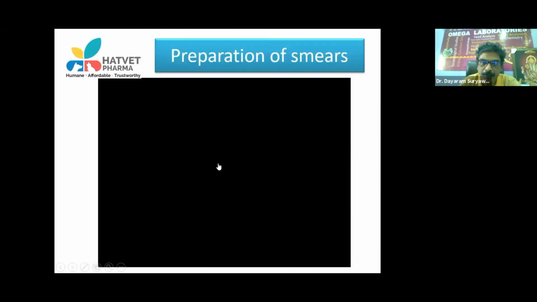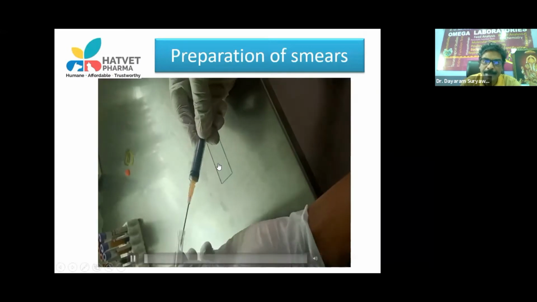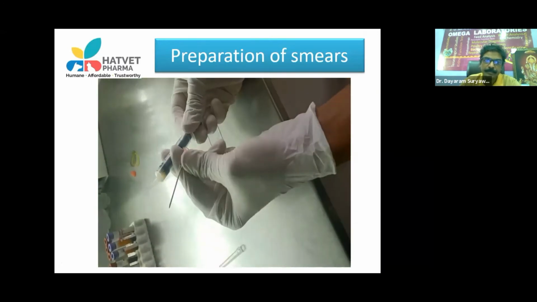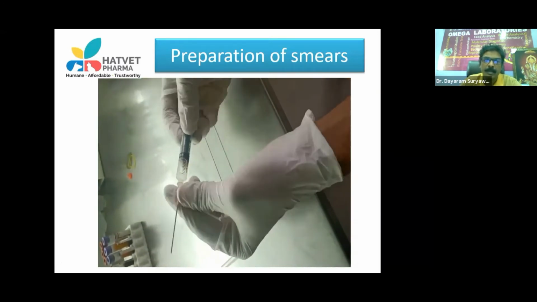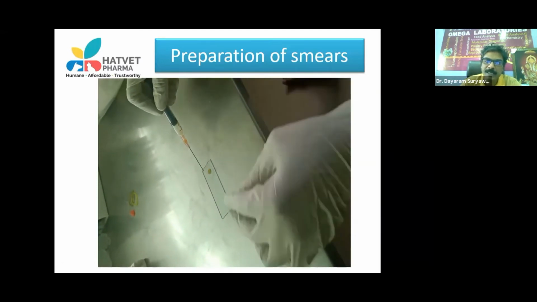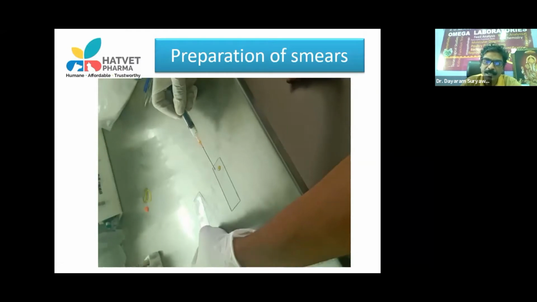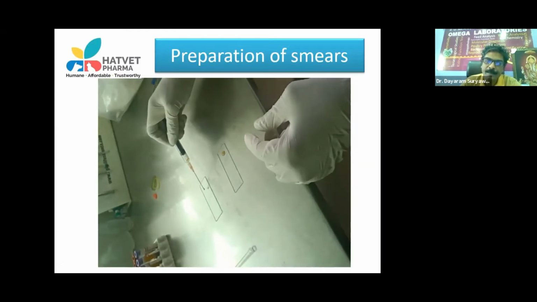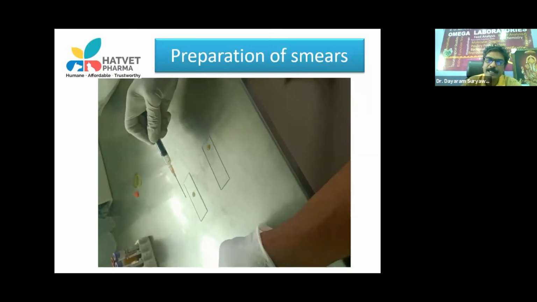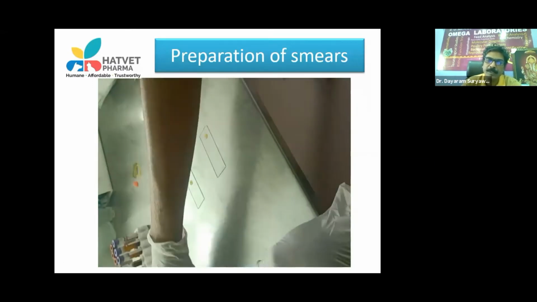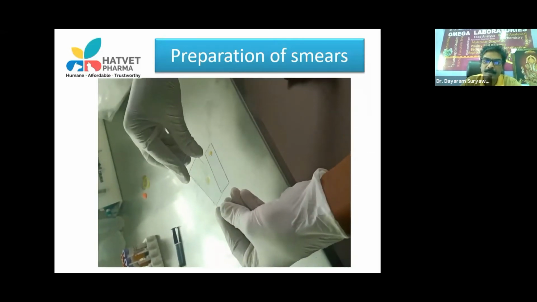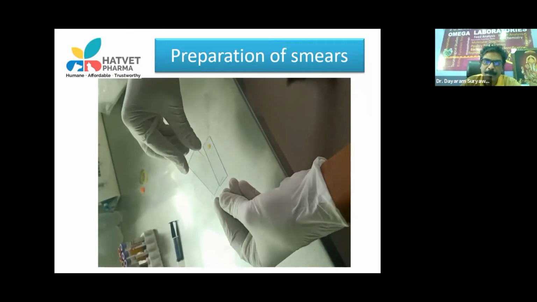I will show one video to you, on how to prepare it. Here a small drop has been taken. We have to make some air space in the syringe, so whatever material is there in the needle gets passed onto the slide. Put a drop of the material at the middle of the slide and at one corner of the slide. One smear you can prepare just by pressing one slide on the other. Like this, you can prepare one smear.